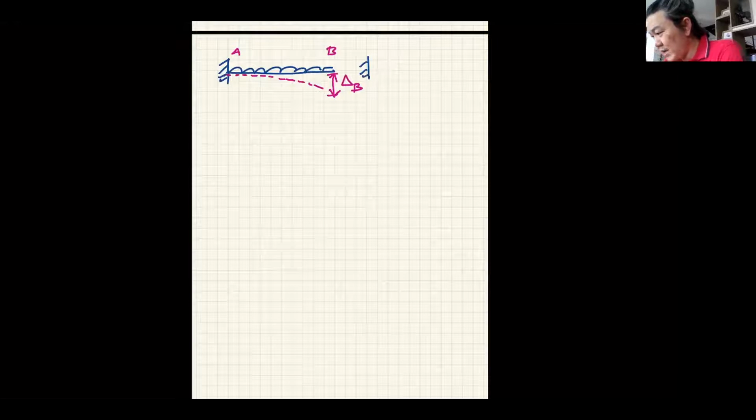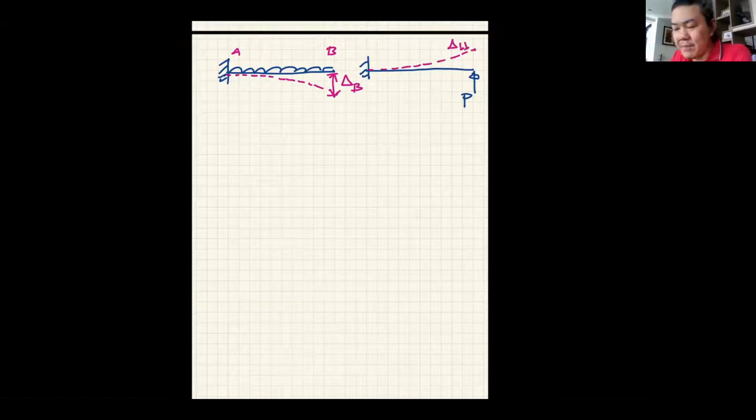Question: is it possible for you to find the load P that will bring this delta B to 0? Of course we can. We call this delta BB. If delta BB is equal to this capital delta B, we set them equal to each other. We can therefore calculate the load P that will cause the same displacement but in the opposite direction.